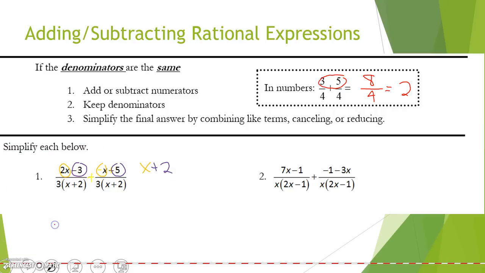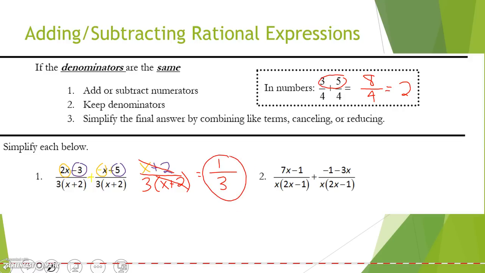Step 2, I keep the denominator, so I keep it as 3 parentheses x plus 2. Step 3, I simplify by combining like terms, canceling, or reducing. And so I cannot do anything else except for cancel out those two, and I'm left with nothing up top, so a 1 and a 3 on bottom. That's my final answer.